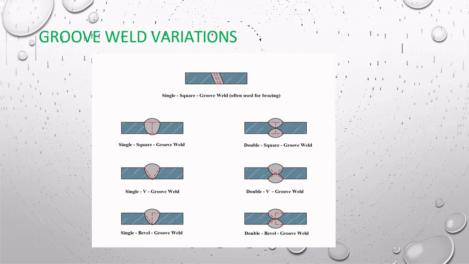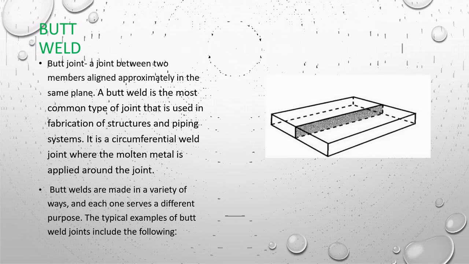Okay, now let's move to butt weld joint. A joint between two members aligned approximately in the same plane. A butt weld is the most common type of joint that is used in fabrication of structures and piping systems.